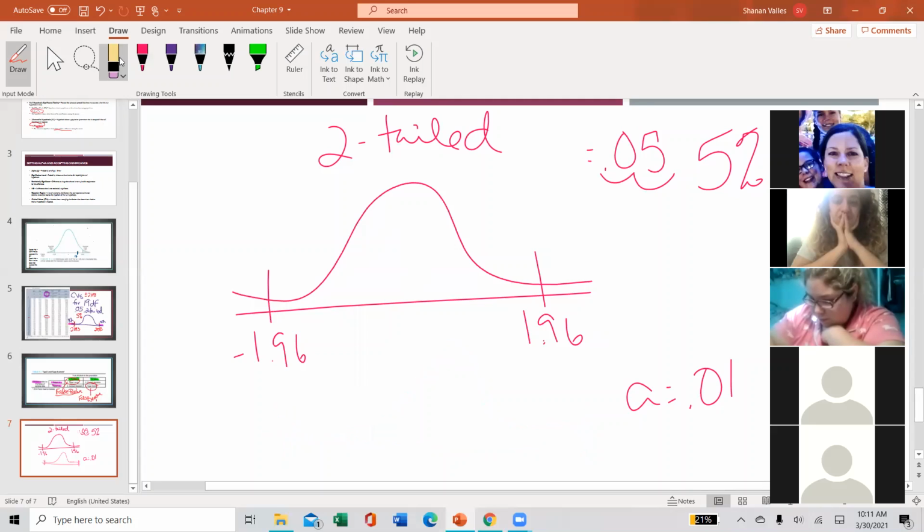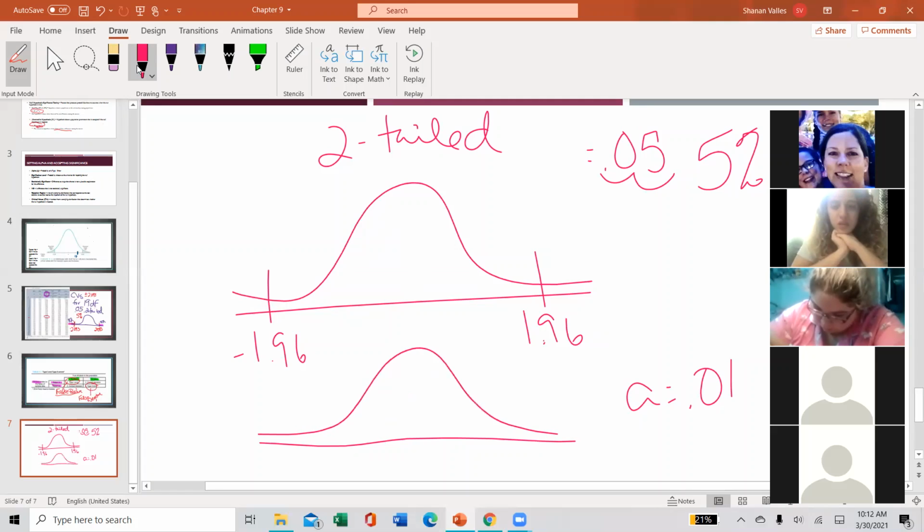In the t-distribution, that really smart guy said, well, what if we have different sample sizes? We don't have millions of people. So he came up with a distribution where those critical values are going to change depending on the sample size. And we know that's dependent on the sample size because of degrees of freedom.